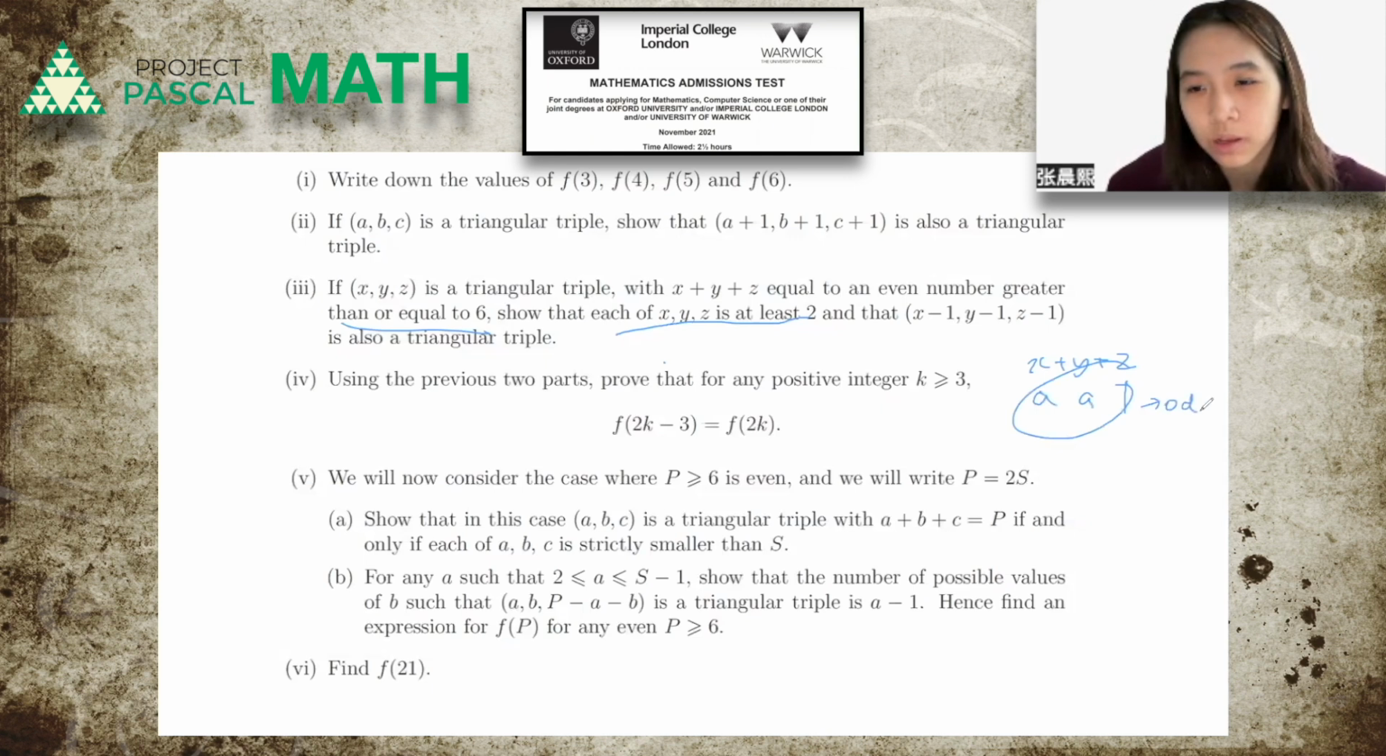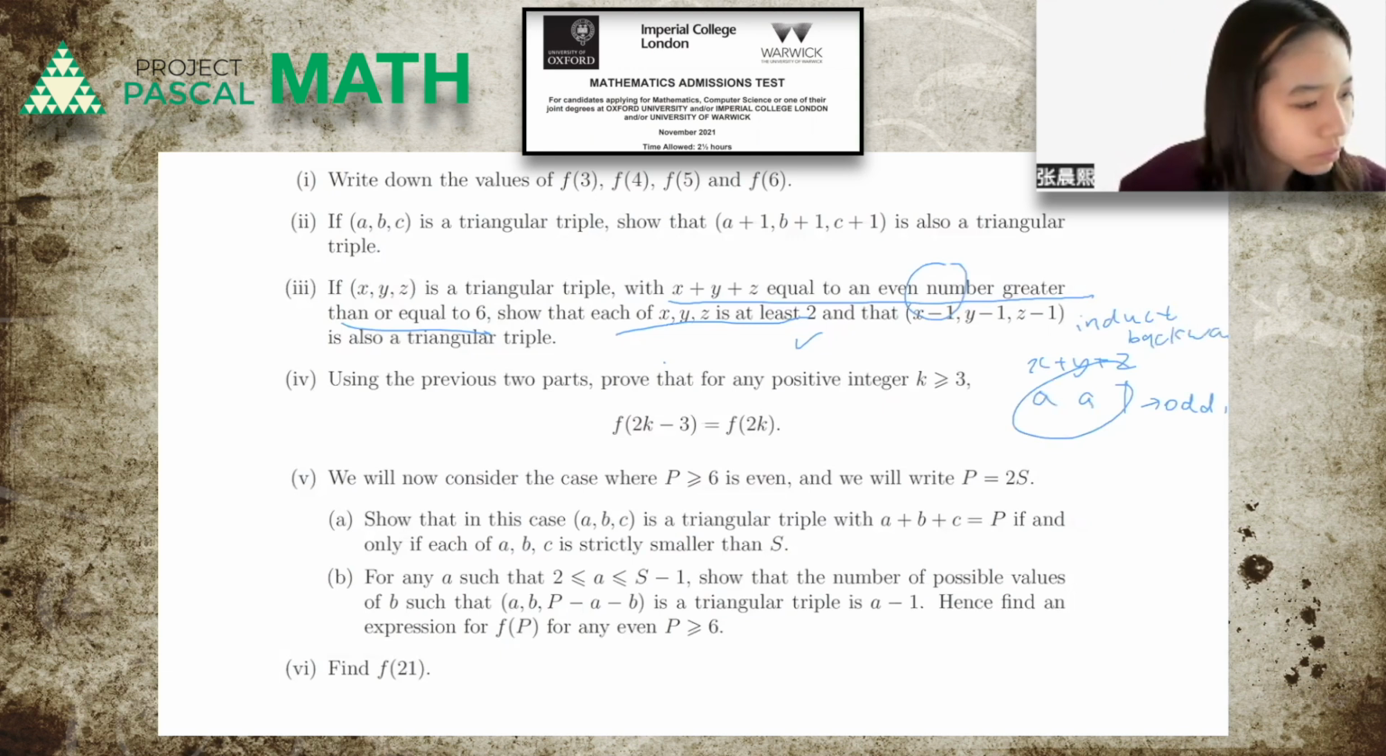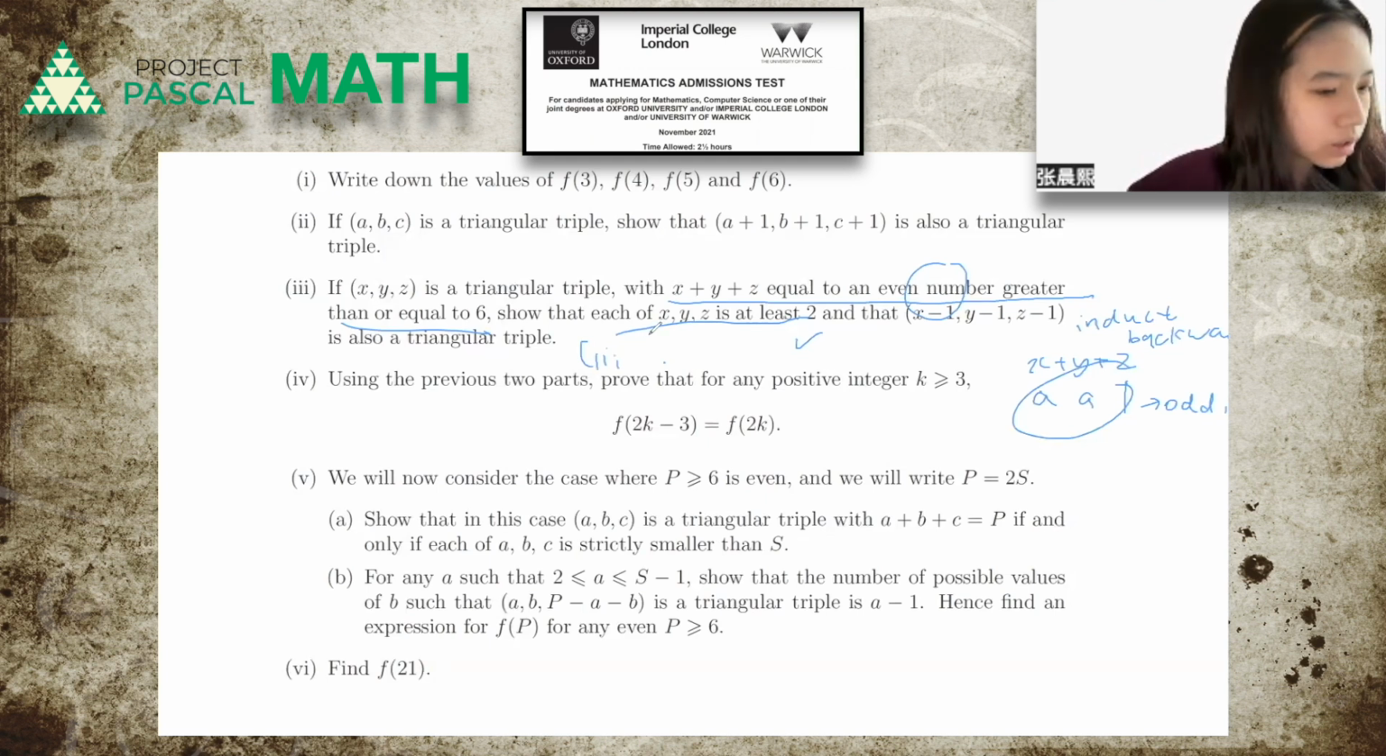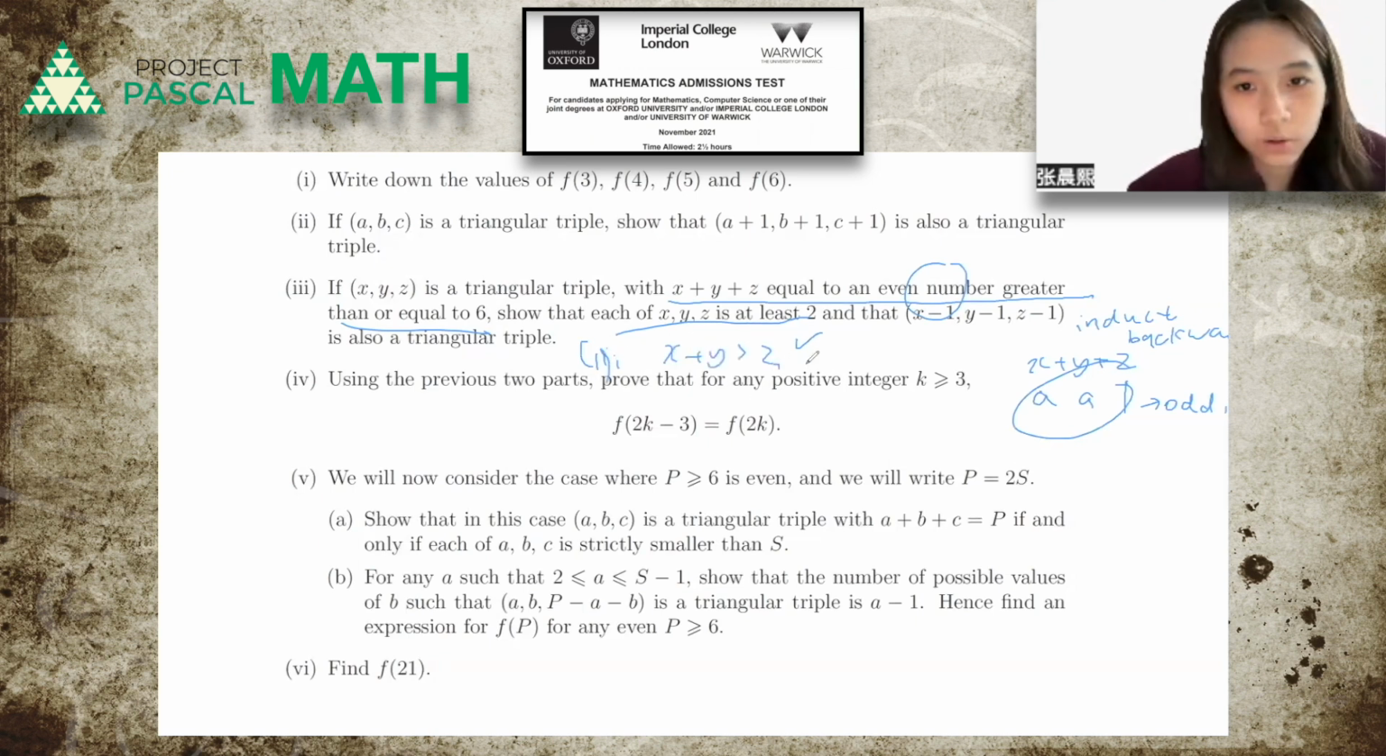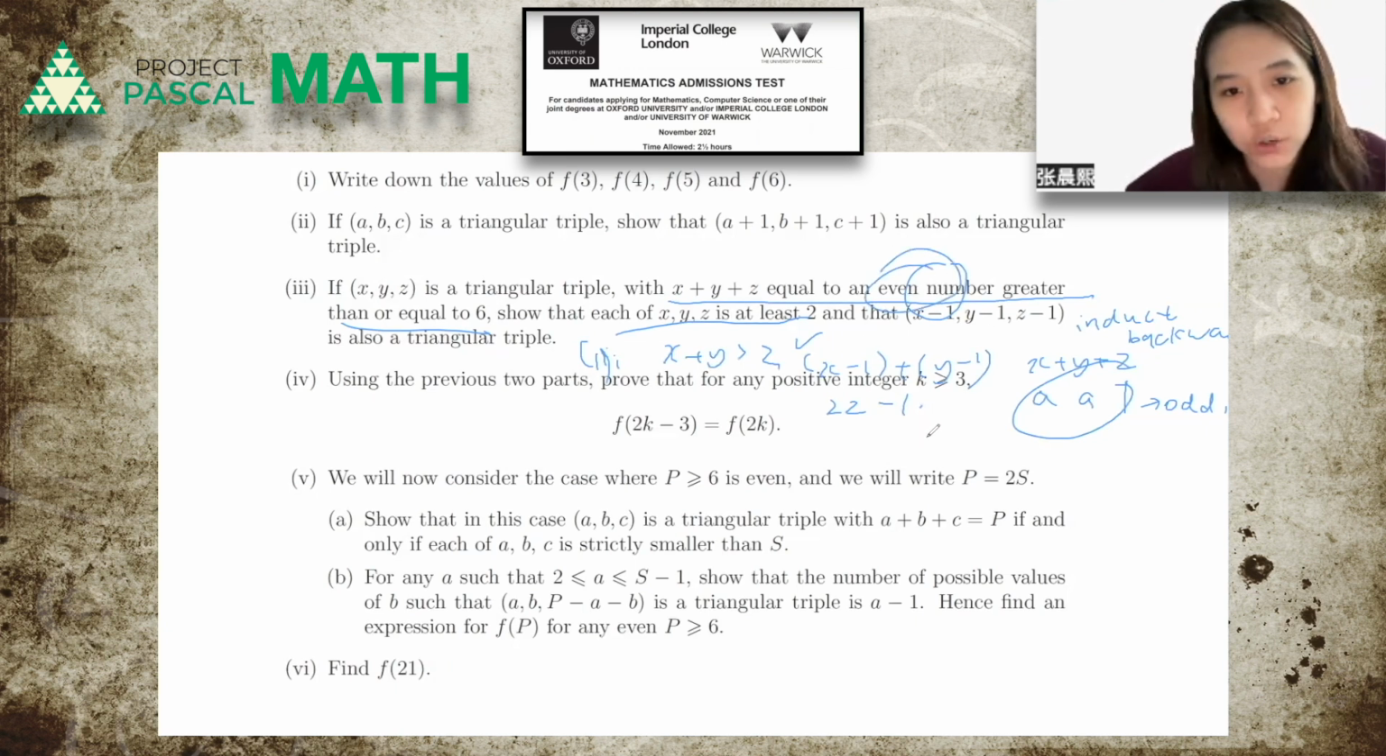However, this gives you an odd number. So none of them can end up as 1. So it has to be at least 2. So then since it's equals an even number, it's at least 2. So you can induct backwards by part I. Since x plus y is larger than z, so x minus 1 plus y minus 1 is also larger than or equals to z minus 1, since by this even number condition, that is true. Okay, moving on.